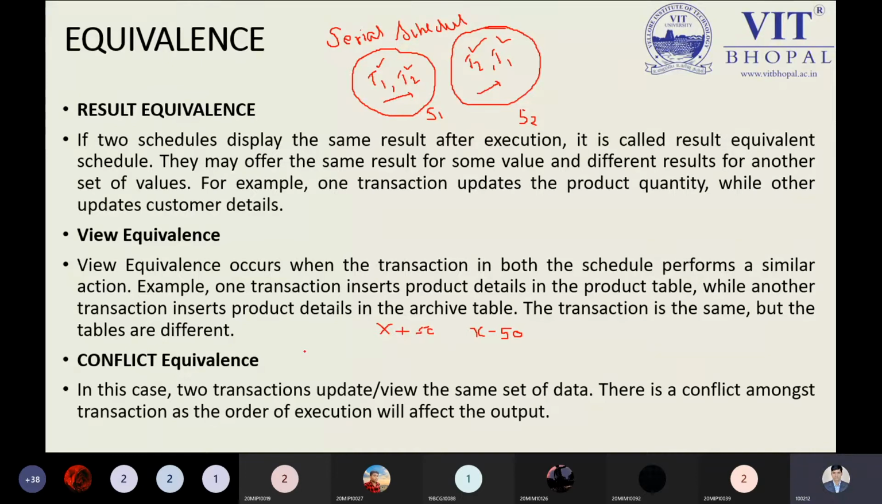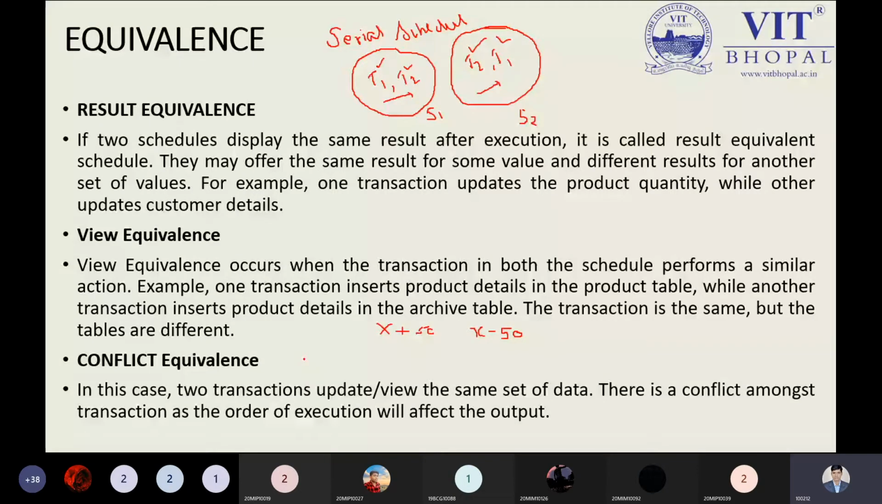To avoid the conflict, we have other terms which we will see step by step. But first, we have to understand why concurrent execution is required. So from conflict equivalence, we have to understand concurrent execution. Equivalence can be of three types, as we saw in yesterday's class. Conflict equivalence says that two transactions update or view the same set of data, so there is a conflict amongst the transactions as the order of execution will affect the output.